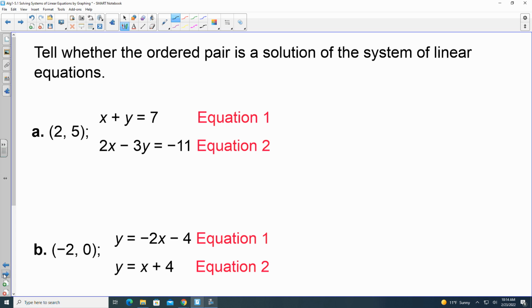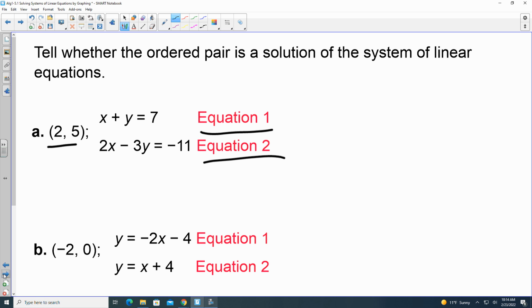So in these two examples, we have two separate equations. We've got equation 1, equation 2, and we have an ordered pair of (2, 5). Now, in order for this ordered pair, (2, 5), to be a solution of the system, it must work in both equations. If it only works in one but not the other, it's not a solution. It has to work in both.